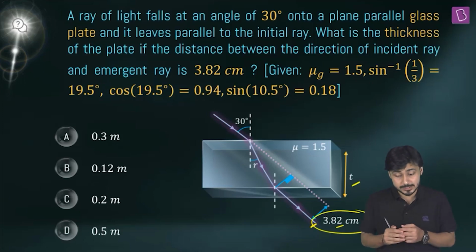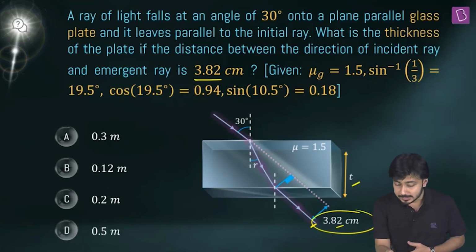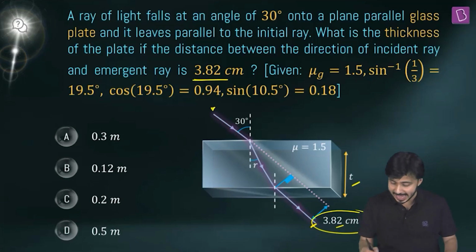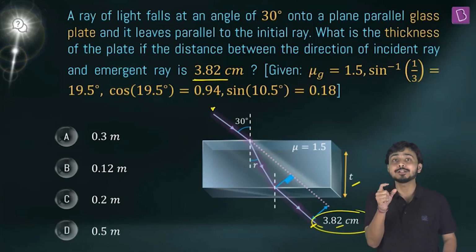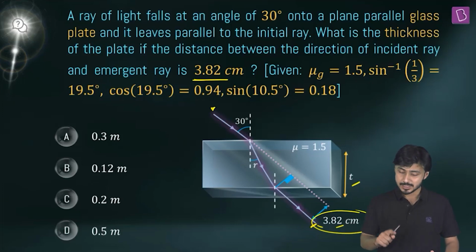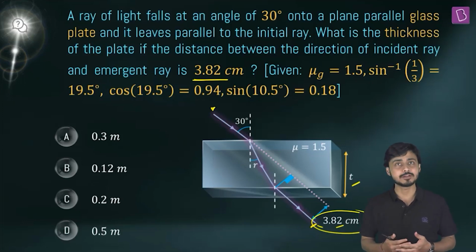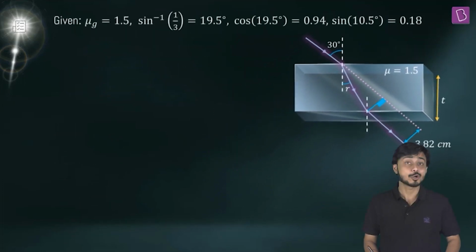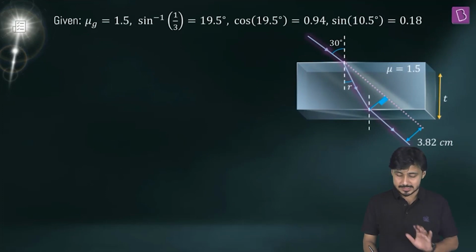That means it is saying to you that the lateral shift is 3.82 centimeter. The perpendicular distance between the incident ray and the emergent ray is 3.82 centimeter. That means they are perpendicularly shifted by 3.82 centimeter, correct? You have been given so many values: mu g, sine inverse 1 by 3, cos of 19.5 degrees, sine of 10.5 degrees. All these data will be important because you need to calculate a lot of things in order to calculate T, right? So this is the system given.